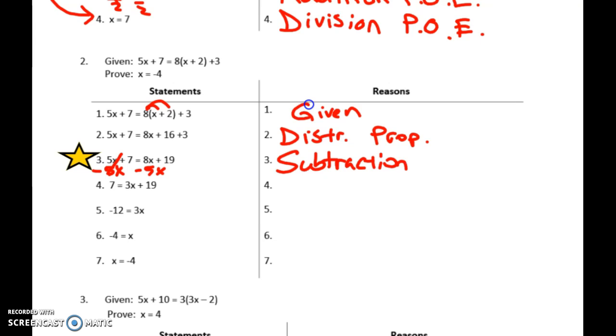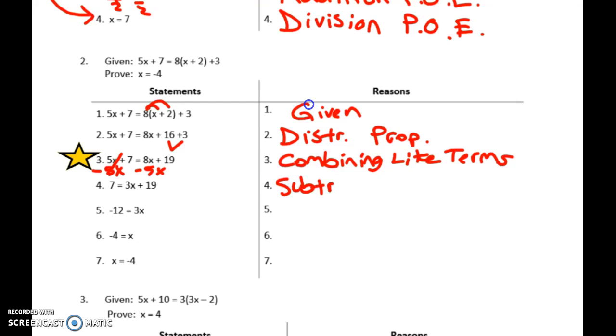Whoa. Yes, sorry. I skipped a step. Let's back that up. Step 2 was combining like terms, yes. You're good. I skipped step 2. What I just told you was true for down here on this next line. So again, to get from here down to here was subtraction property of equality. Thank you very much for pointing that out. Skipping around like a crazy guy. POE.